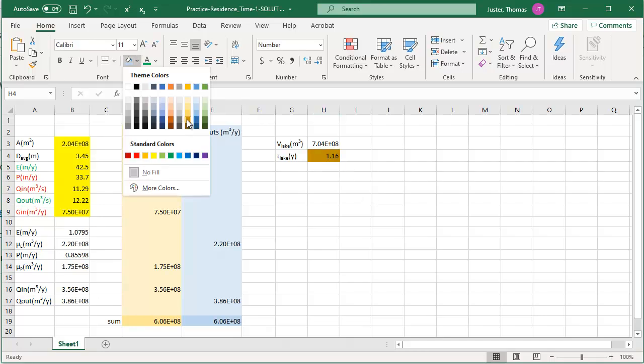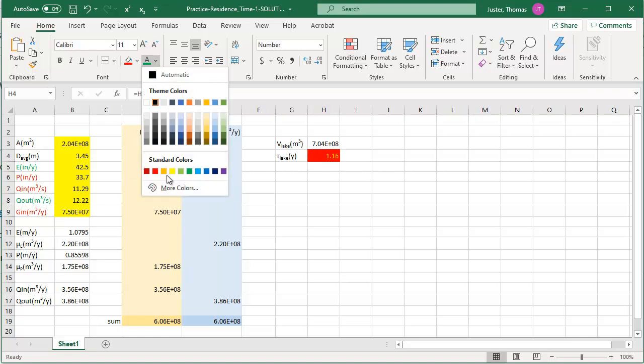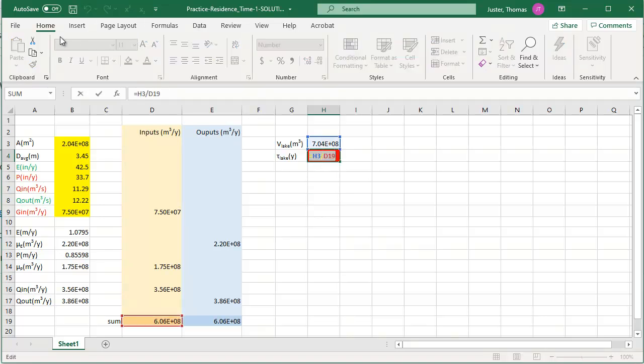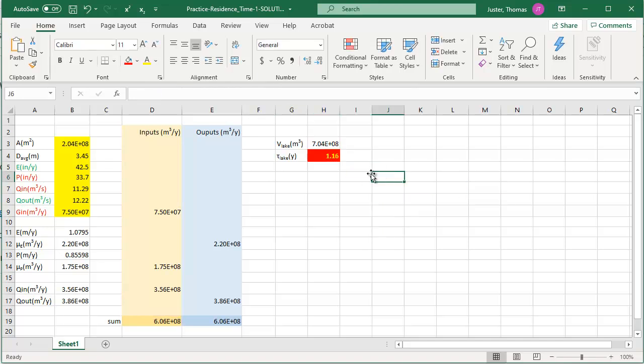I'm going to highlight it, and let's give it bright red with yellow letters to make it garish so I can't miss it, and I'll make it bold, and I'll make it really big so that everyone goes, whoa, that's a really cool answer. How do I make it bigger? I don't even know how to do that. All right, there it is. Anyway, there's my answer. 1.16 years would be the residence time for the water in that lake.